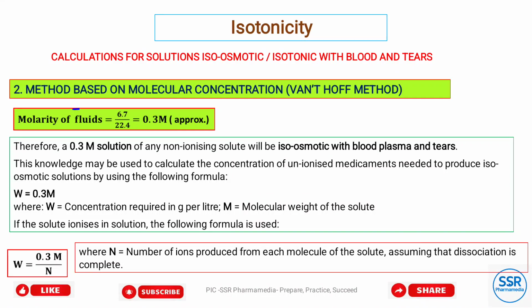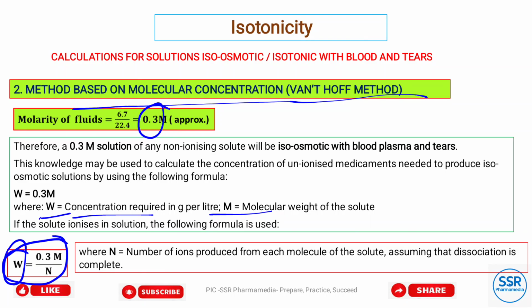So this is the method based on molecular concentration, and these are approximate calculations. Here M is molarity. The final formula for this 1/2 method is W equals 0.3 M divided by n. So this is the final formula. The remaining you read, what is M, what is W and so on. Here n is the number of ions produced from each molecule of the solute, assuming that dissociation is complete.